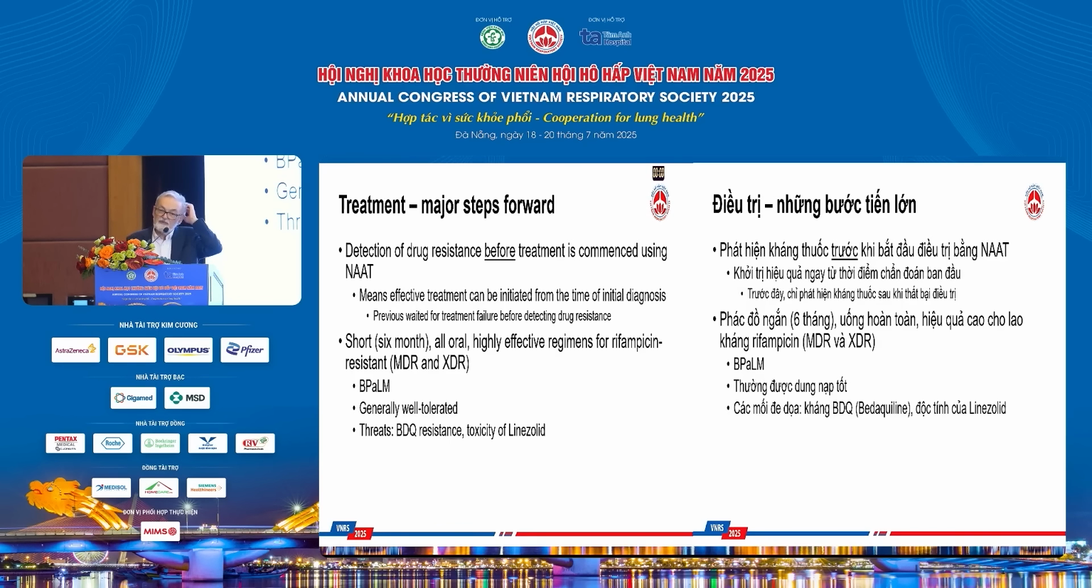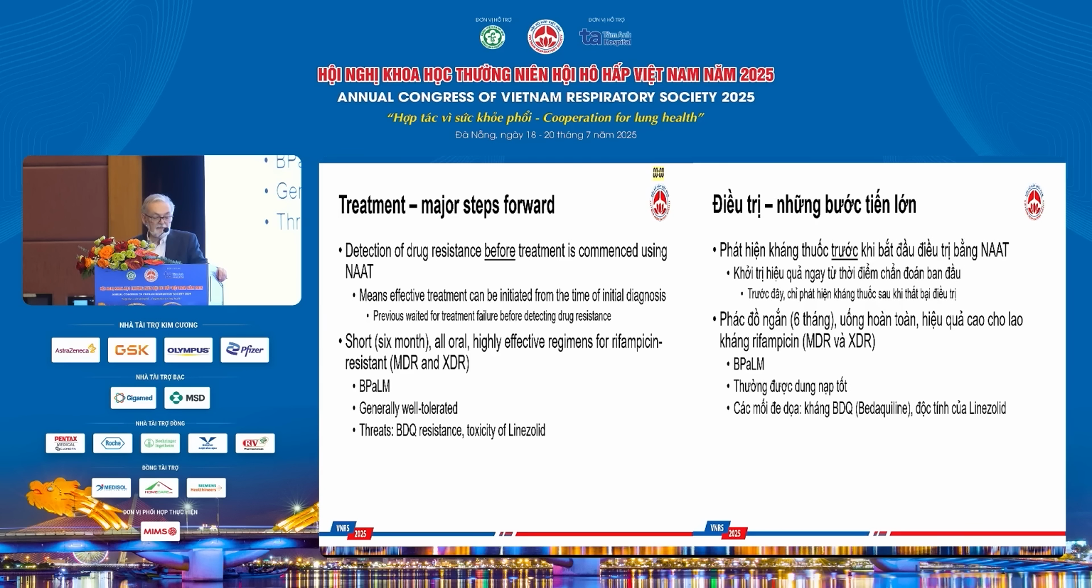The other very important advance is the development of new regimens for treatment of rifampicin-resistant TB. And these new regimens are all oral, no need for injections, which are toxic and very unpleasant for patients, no need for patients to attend hospital, no need for patients to be admitted to hospital, and they can be completed in 6 months, the same duration as drug-susceptible disease.